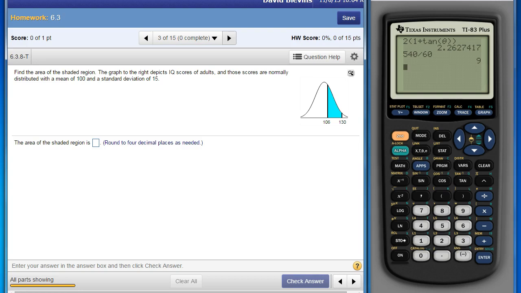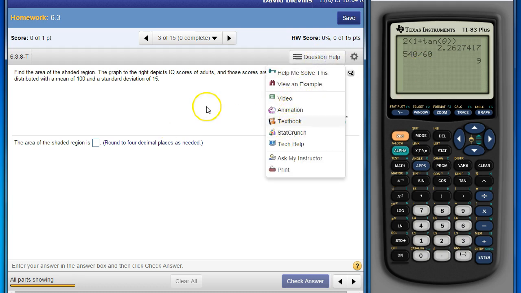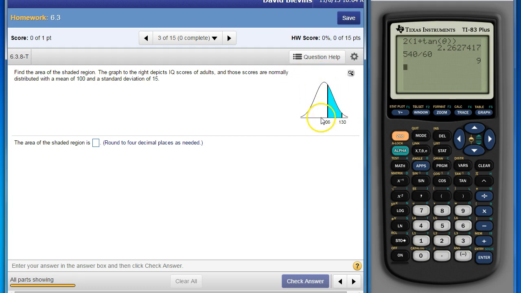Hello Stats class, this is some problems from the 6.3 homework. I'm just going to show you how to do a couple of different ones on your calculator and then with StatCrunch if you choose to do it with that.